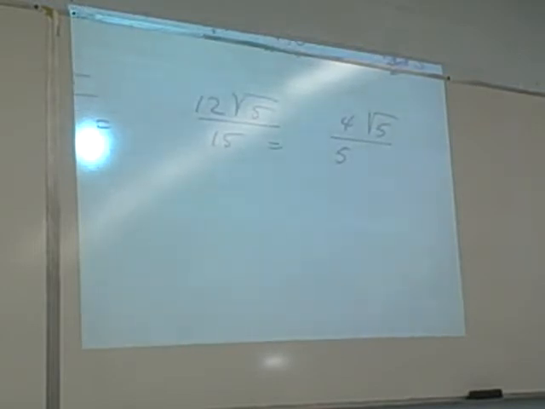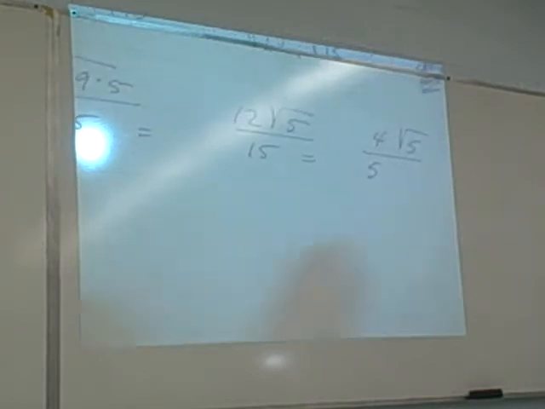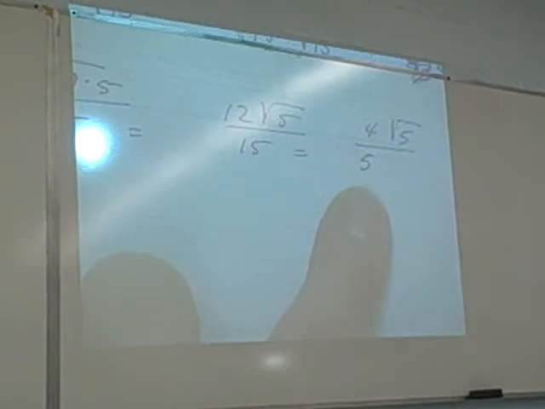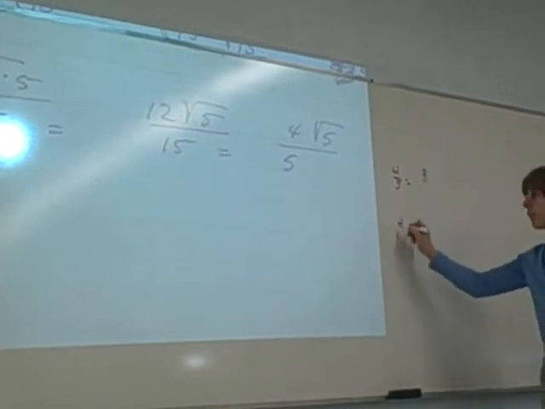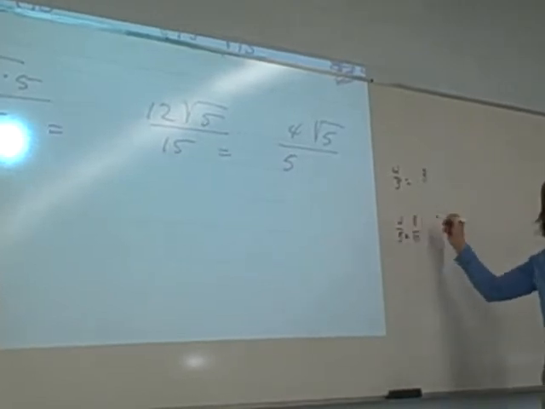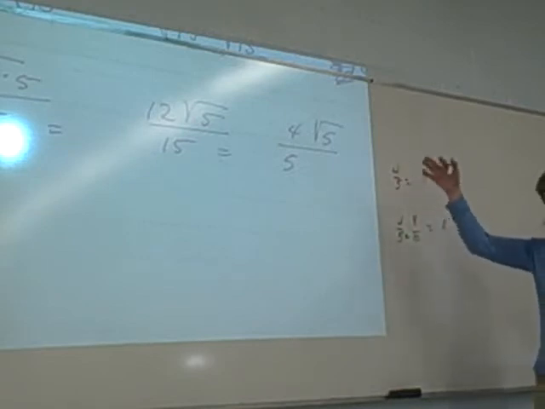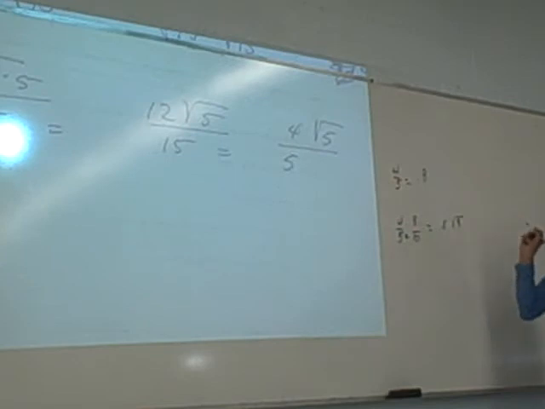Now, this is what you need to be doing. You need to ask yourself, is that answer, 4 rad 5 over 5, a reasonable answer? So we're going to learn how to estimate. So I know that 4/5 is equal to what? 0.8? Yes? Well, I know that 4/5 is equal, that's 8/10. All right, so I have 8/10 of rad 5. What does rad 5 equal? Estimate. Is it going to be more than 2? Yes. Right? It's going to be 2 point something.